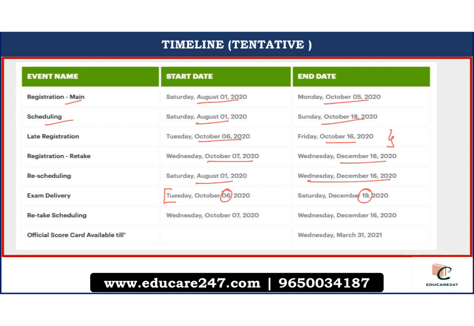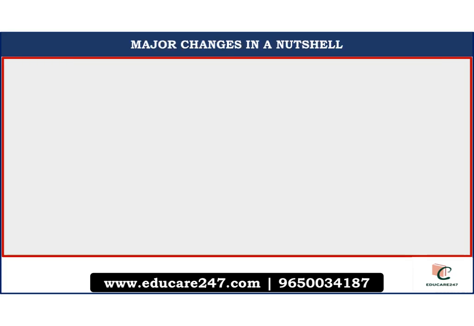This is very important: the exam is usually conducted in 5 windows. Again, the same thing over here. A retaking schedule has been given. The official scorecard will be available for download till March 31, 2021. With respect to this timeline, there's a very important announcement. This time around, they have mentioned on their website that the scorecards can be downloaded within 48 hours of giving the examination.